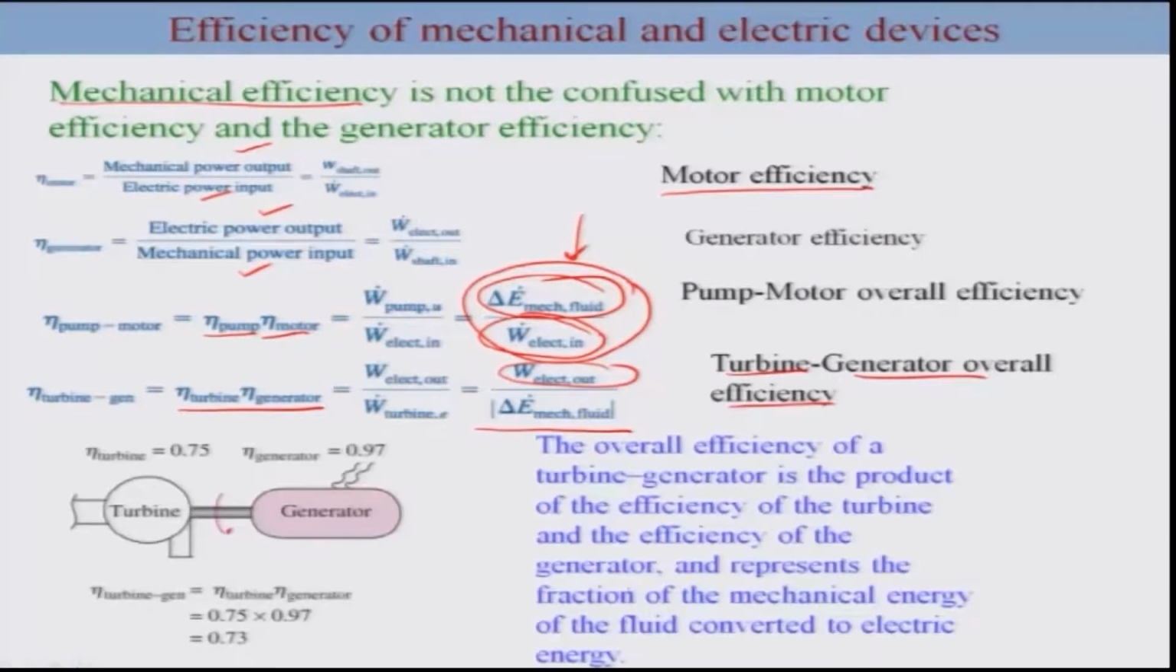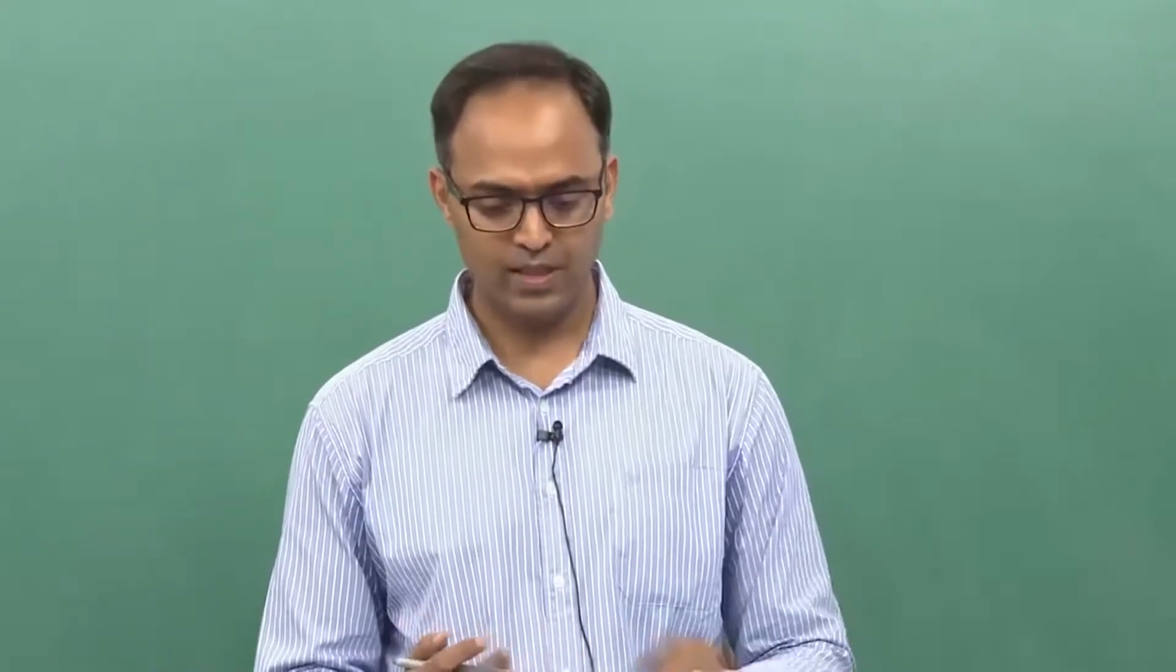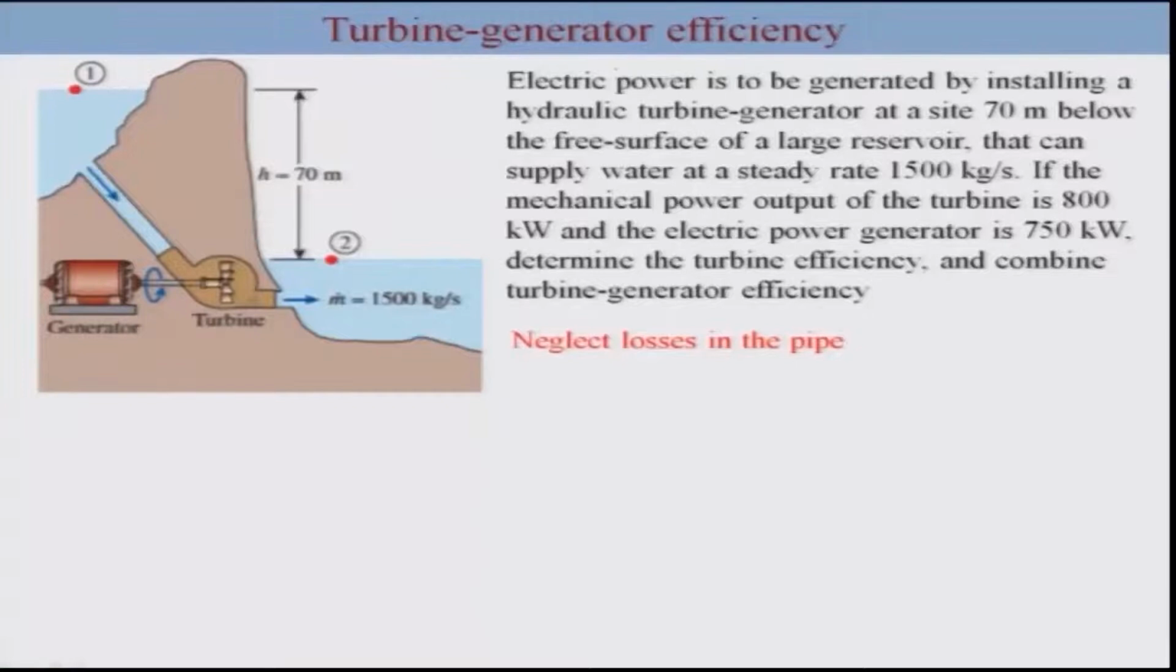So this is an example here. This is a combination of a turbine and generator. Individual efficiencies are given. So the turbine-generator efficiency will be simply the multiplication of the individual efficiencies of the turbine and generator. We will end this lecture by doing this energy analysis. So this is a turbine-generator efficiency problem.